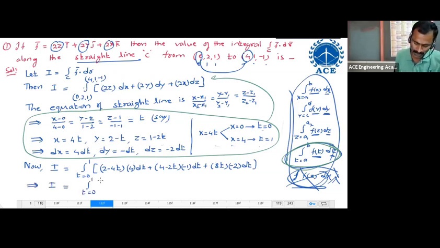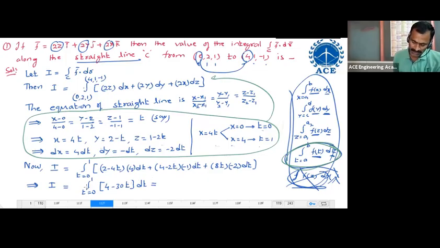Which implies I equal to integral t equal to 0 to 1. Simplify this. dt is common. Now search for constants, t power 1, t power 2 terms like this. First we find the constant terms: 2 into 4, 8, minus 4, that is 4. Next the t terms: minus 16 plus 2 is minus 14, minus 14 minus 16, minus 30. No t square terms, that's all.